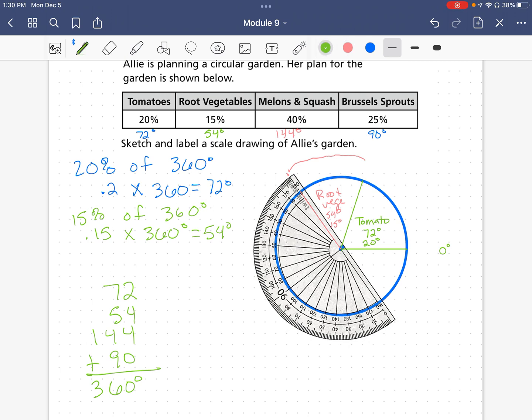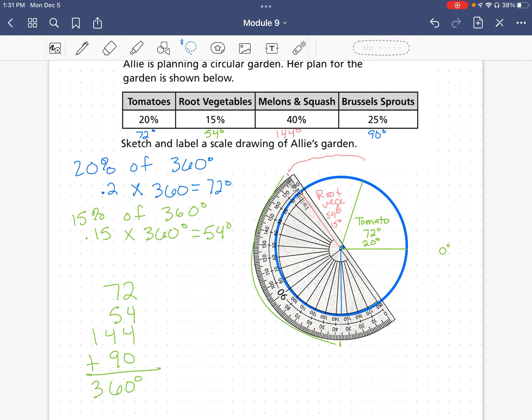So this is going to be a big angle, almost half. 40% is just under half. So we're going to go here. We're at 0 all the way around. So now we're at 110, 120, 130, 140, and we need to go just past that. So we should be at 144. So we're going to do our line from the center out to 144.